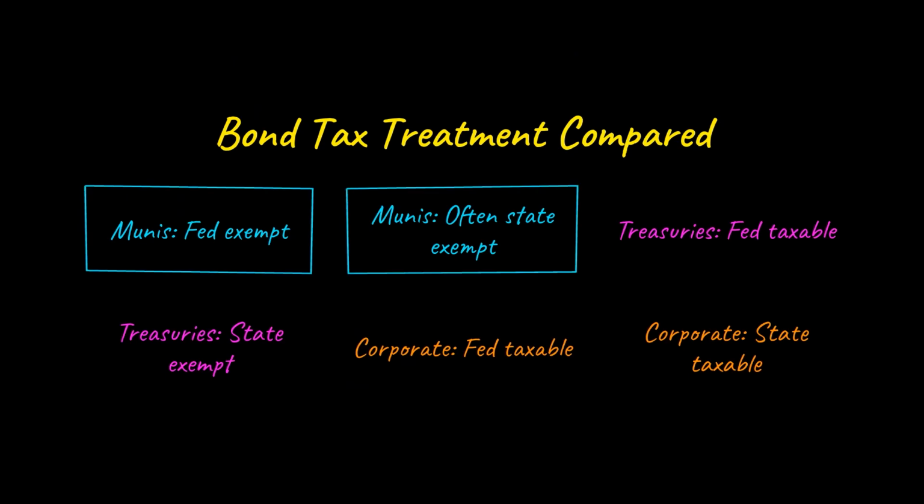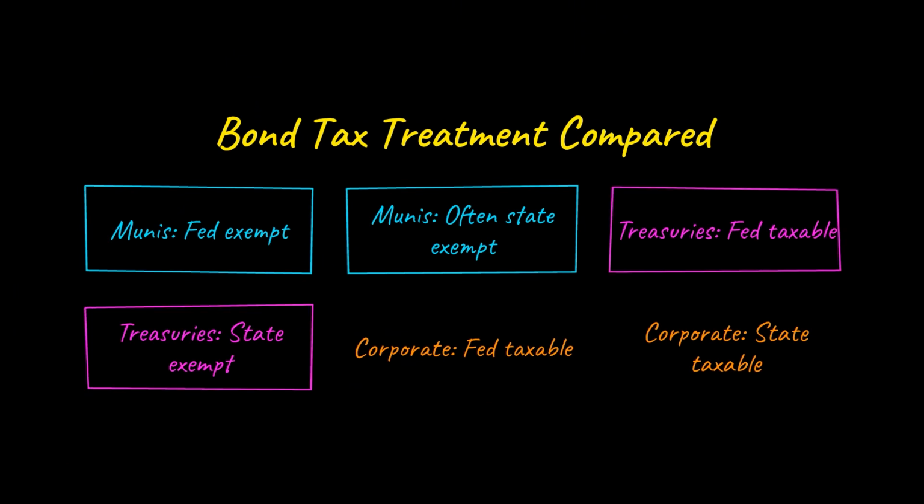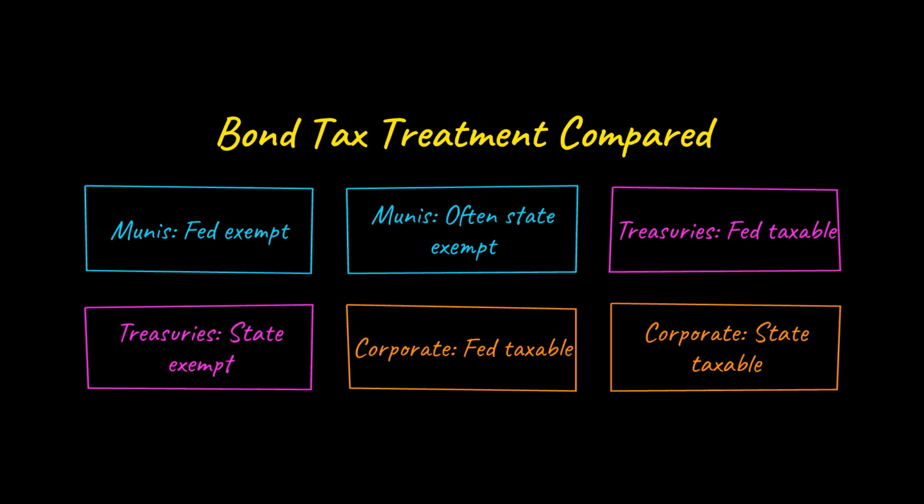Corporate bonds are fully taxable at both the federal and state level. Treasury bonds are federally taxable but exempt from state tax. Municipal bonds stand apart with a dual exemption. Interest is typically free from federal tax and often from state tax for in-state residents.